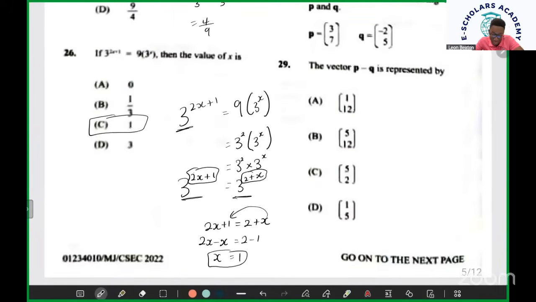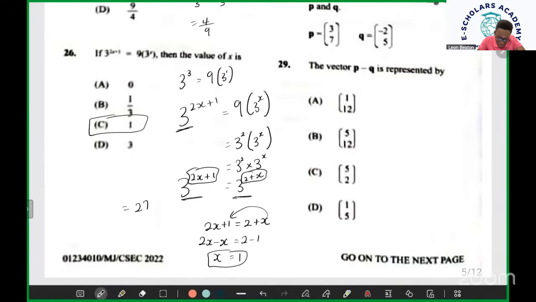Also, as I said, it's multiple choice, so you could do trial and error. You could do trial and error and substitute 1. So instead of 3 raised to the 2x plus 1, 2 times 1 is 2, and 2 plus 1 is 3, so this is 3 to the second power. 3 to the third power is equal to 9 multiplied by 3 raised to the fourth power as well. So this is 9 times 3, which is 27.